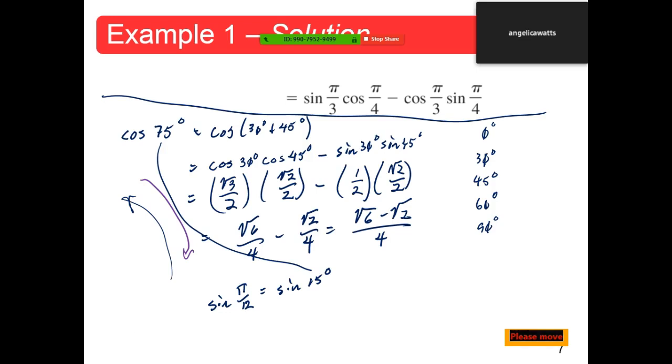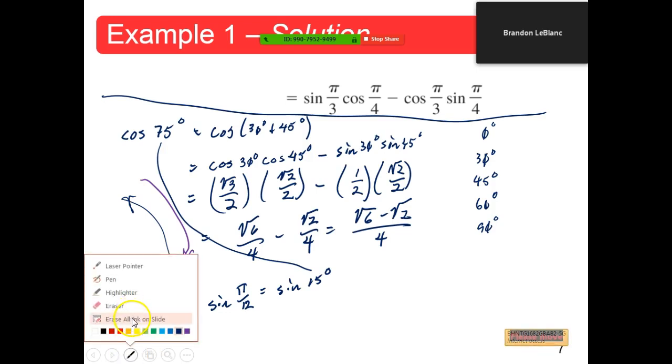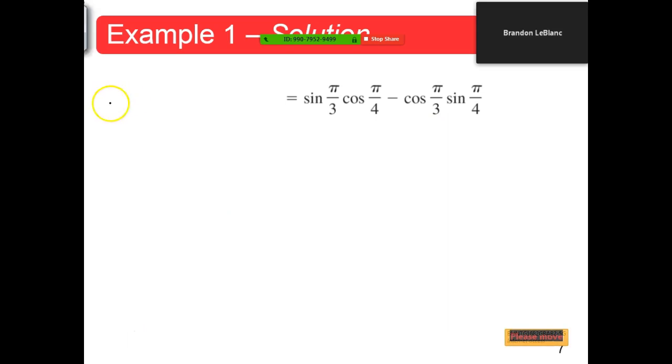Now, example 3, they also skipped. So any questions on this one? Should I erase it, or you want me to leave it up a little longer? Let me know. Okay. All ready to erase. All right. Now, let's do example 3.